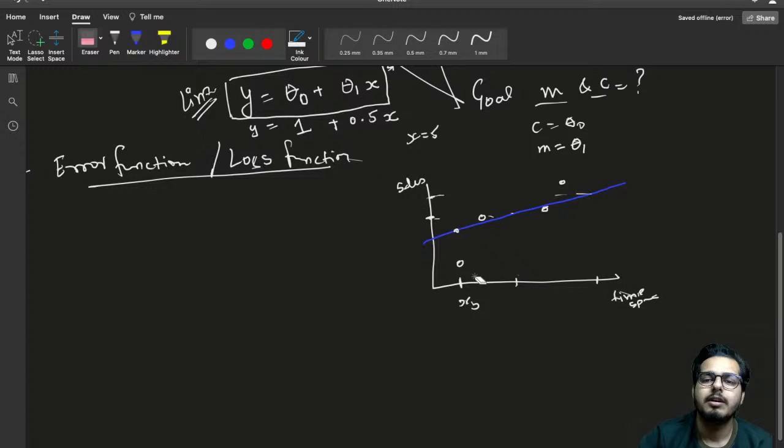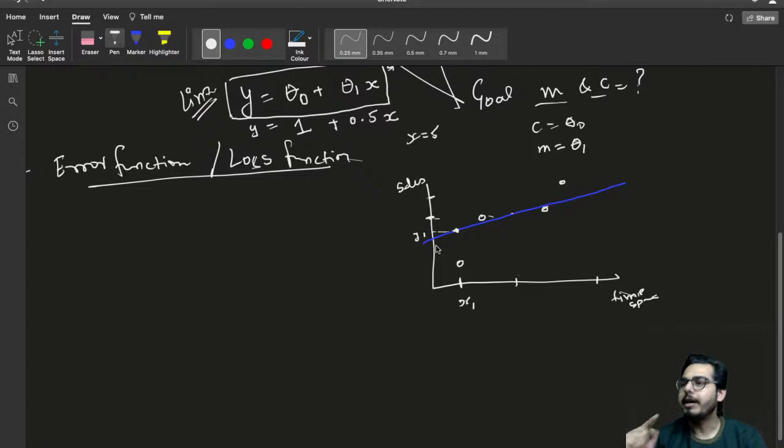Okay, so I was just saying that if I give input as this x1, let's call it x1 now. If I give x1 as input, this value is the output I'll get, and this will be the y1. But what was the actual output of this input x1? The actual output was this value. So as you can see, this point is the actual output, and this is known as the y value or the output value.